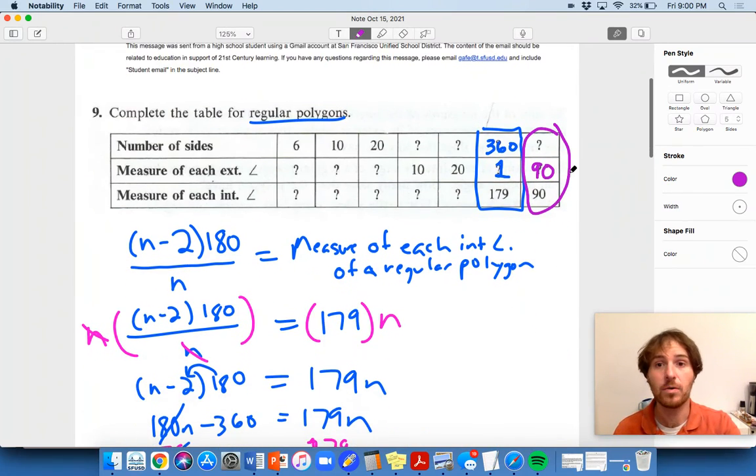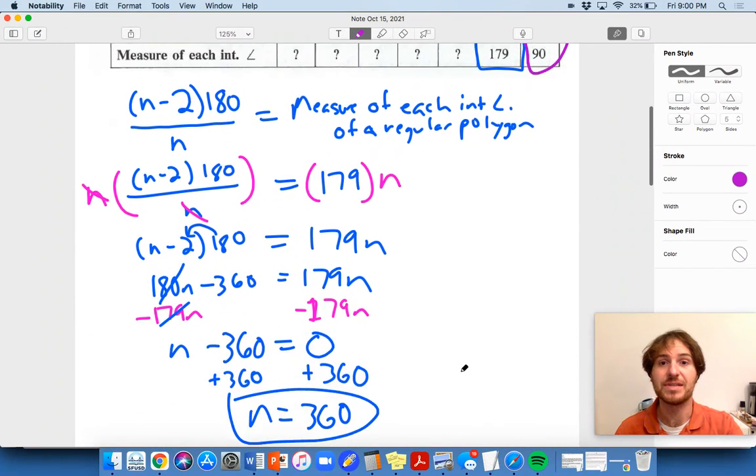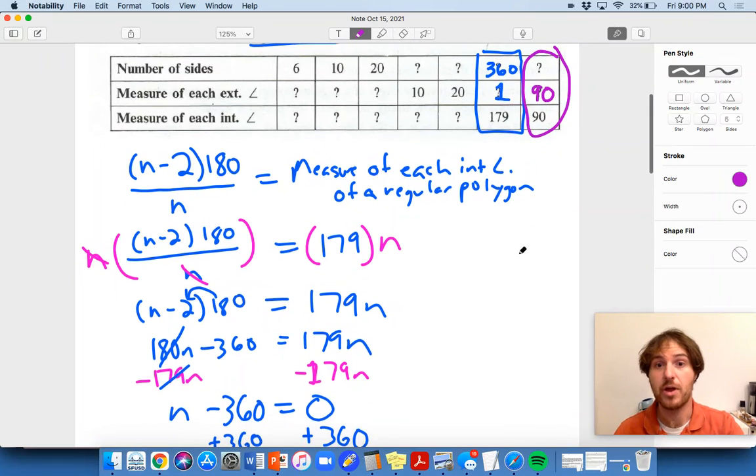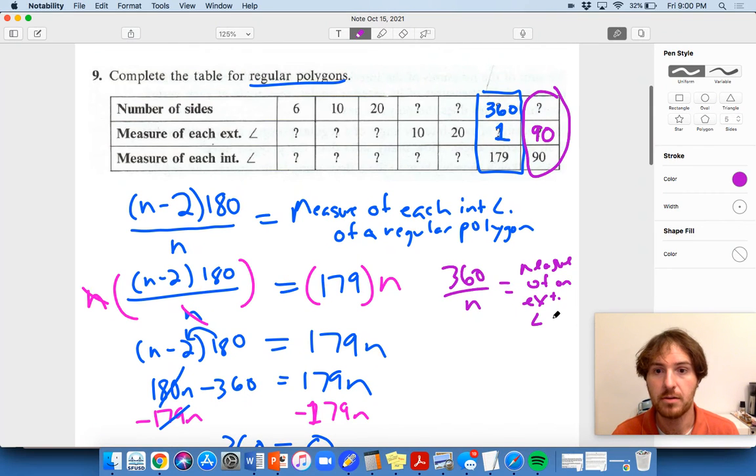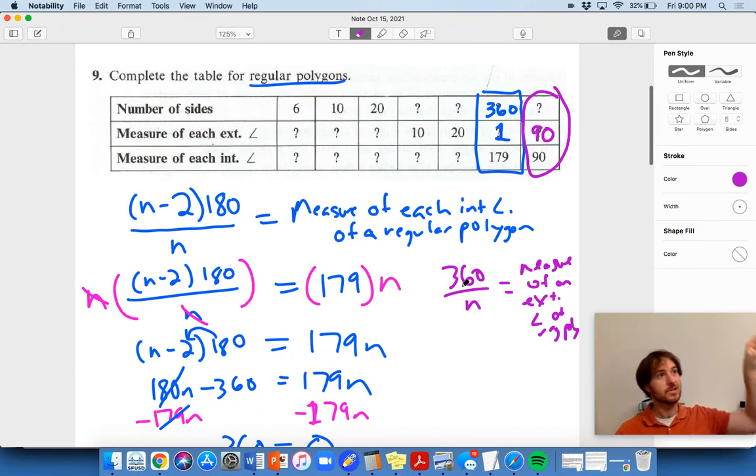But I could figure this out by using a different formula, using my measure of an exterior angle. So let's talk about it on this one here. We have 360 over n equals the measure of one exterior angle of a regular polygon. Why? Because you have 360 degrees as you go around the polygon once, and you count up all the degree measurements of the exterior angles. If all the exterior angles are the same, you're just dividing by that many that you have. They're all sharing that 360 degrees.